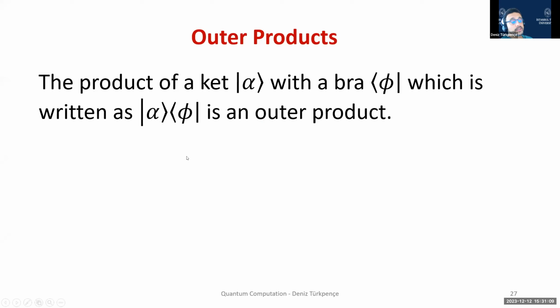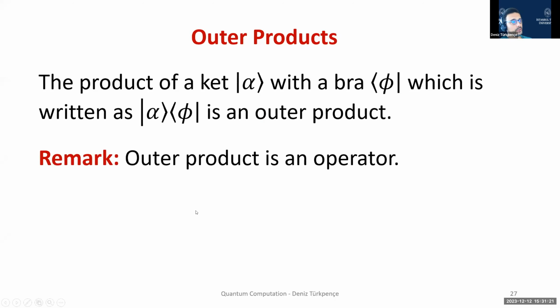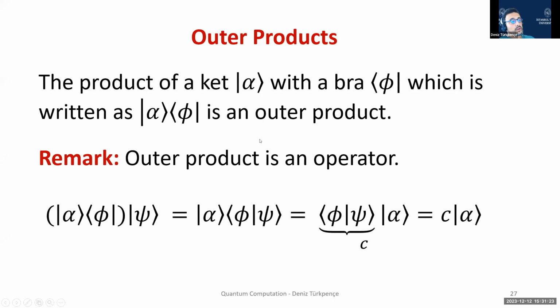We should understand that the inner product always produces a complex number. The result is a complex number, but the outer product is an operator, not a number. Okay. To understand this, let's multiply. If the outer product is an operator, it should map a state to another state. So this is an outer product, and if this is an operator and you multiply it with a ket, we should be able to write this here.